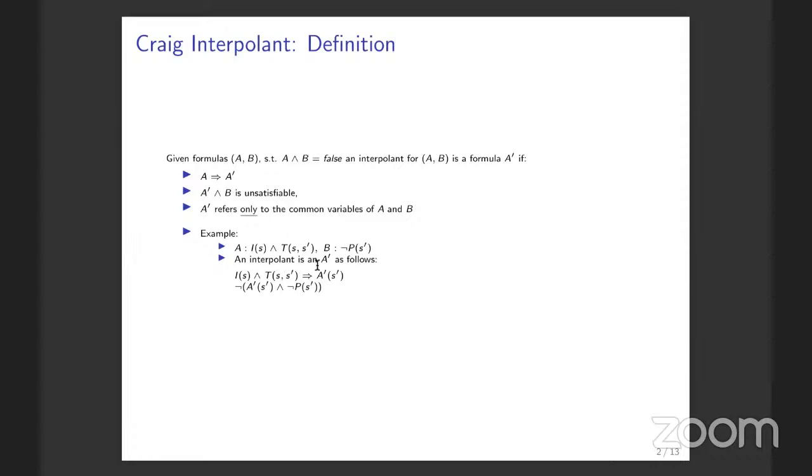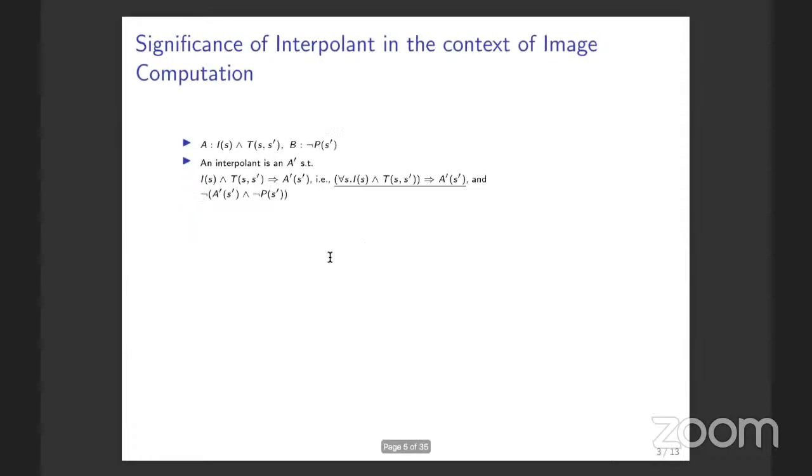Now, an interpolant is an A prime that satisfies this condition: for every S, this implies A prime of S prime. The common variable between A and B is S prime, so we require that the interpolant ranges over only the common variables between those two. And A prime should still not include any bad states.